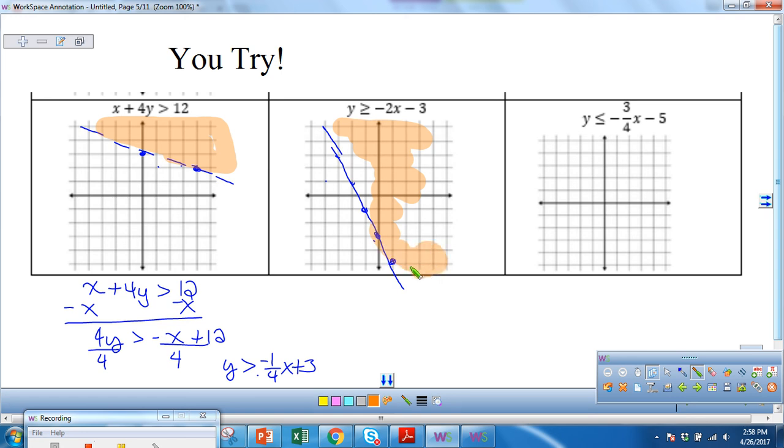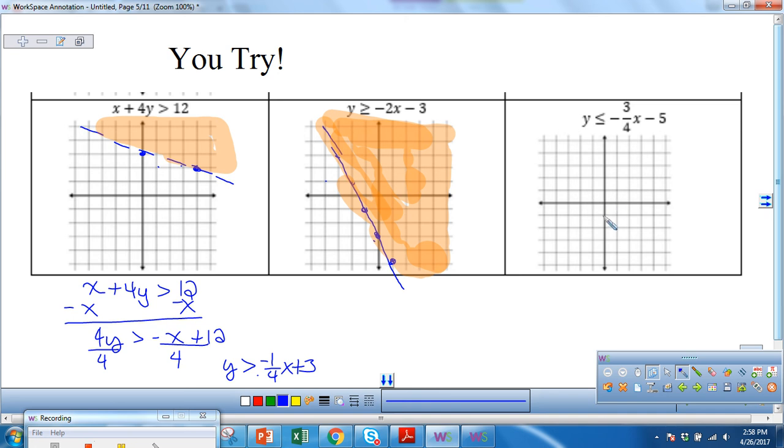So everything above that line, despite, you know, it looks like I've been drinking, I haven't, is part of the solution. Okay? All right, last one is also in slope-intercept form.